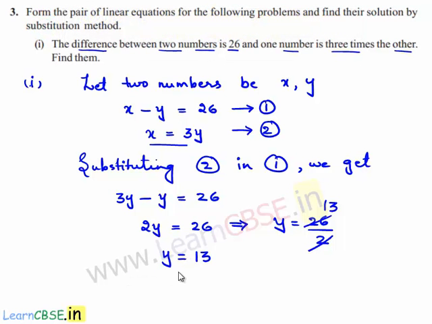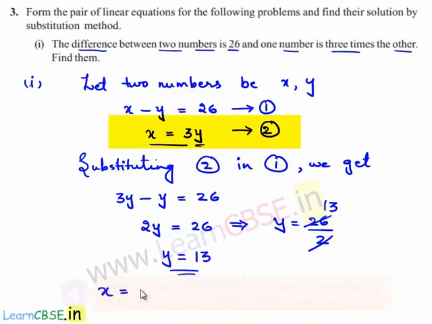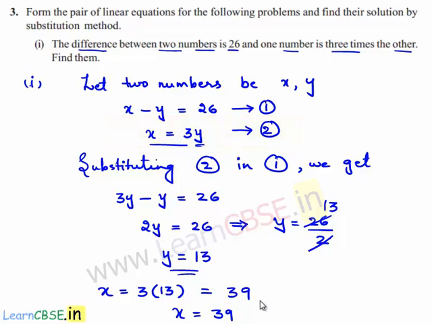Now substitute the value of y in equation number 2. So this becomes x is equal to 3 times y, which is 13. 3 times 13 is 39. Therefore x is equal to 39. So the solutions of the given linear equations are x is equal to 39 and y is equal to 13.